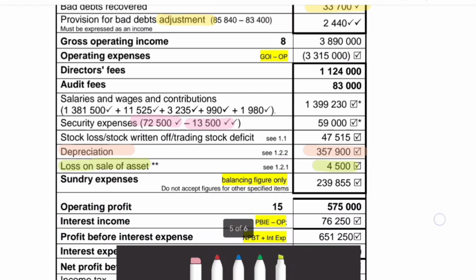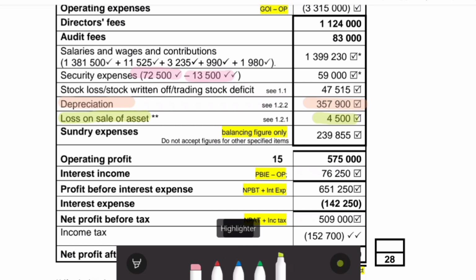If we have a look at our expenses, there you have it. Salaries and wages. A lot of the time contributions are going to be expensed to the salaries and wages account. Unless stated otherwise, make that assumption. This is the salaries and wages from the list of balances. Next, we have the employee's gross salary. And last, we have the 1,980 that the employer will contribute on behalf of the employee for their pension fund. Also, here is the stock loss that we've calculated in question 1.